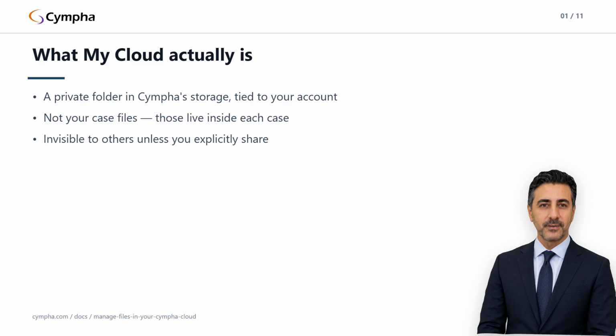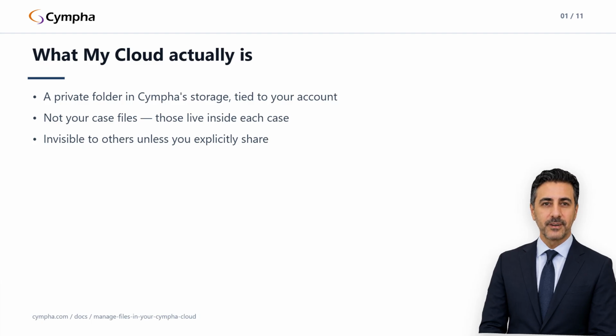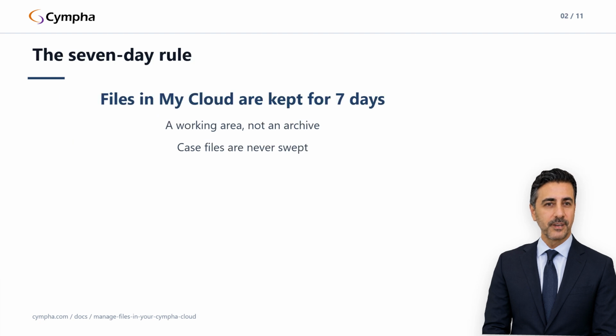Here's the one rule you must know before you upload anything. Files in My Cloud are kept for 7 days. That applies to every account. There's no plan that changes it. So treat My Cloud as a working area, not an archive. Keep your originals on your own computer, and if a file matters long-term, attach it to a case. Case files live in the case's own storage and are not swept with your cloud. If a file you uploaded last week has vanished, this rule is why, and nothing is wrong. We'll come back to it in the troubleshooting section because it explains almost every mystery disappearance.